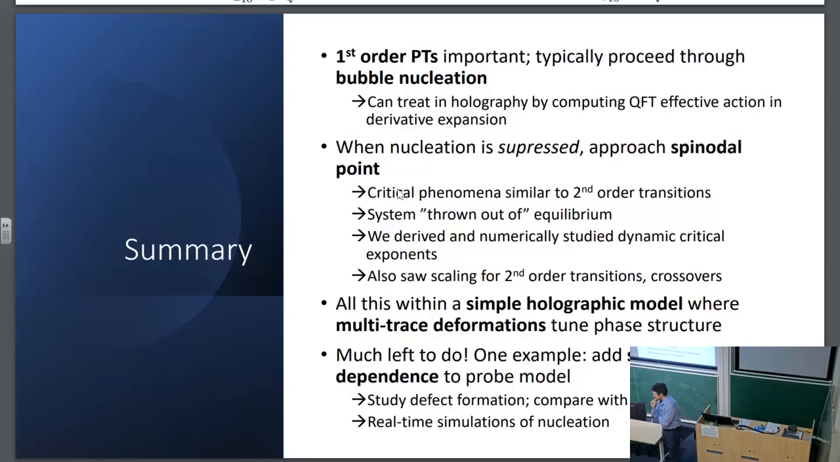More recently, in some unpublished work, we have tried to actually find the bubble solution on the gravity side, by solving PDEs, and comparing it to the result of this effective action approach with the derivative expansion. And they seem to agree very nicely. So it seems to work, but you have to be a bit careful, I agree. Yeah. Thanks.